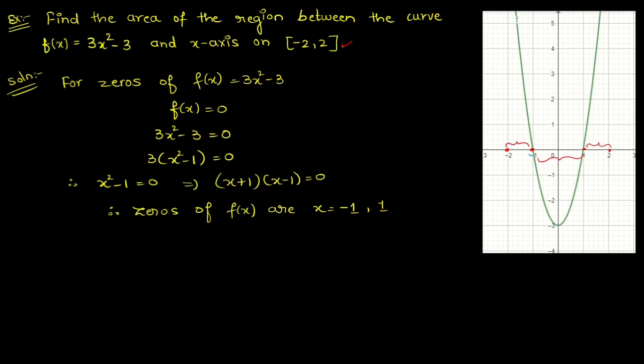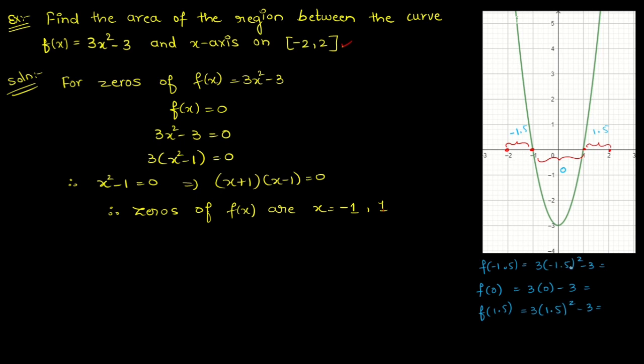Let's check if it is the same thing. So what I do is I take some number in each subinterval. From minus 2 to minus 1, I can take minus 1.5 as my value. Here I can take 0 as my value, and here I can take 1.5 as my value. So if I put this in the equation, that is f of minus 1.5, it is 3 times minus 1.5 square minus 3. F of 0 can be got easily, that is 3 times 0 minus 3. And f of 1.5 is equal to 3 times 1.5 square minus 3.